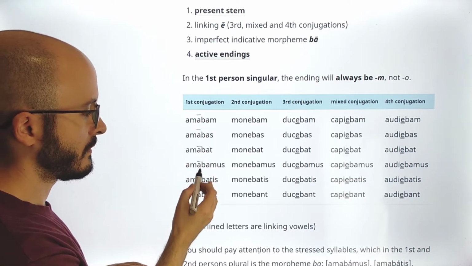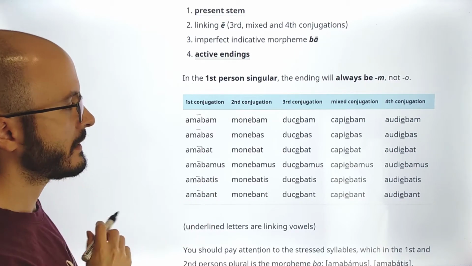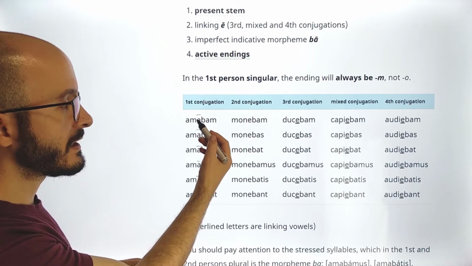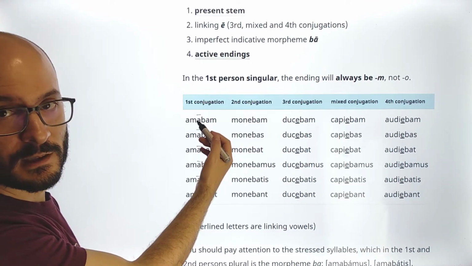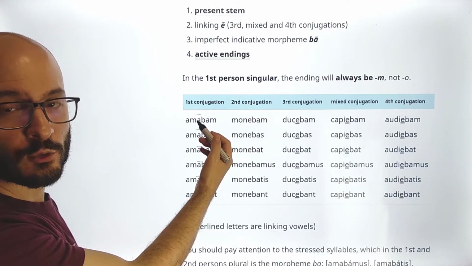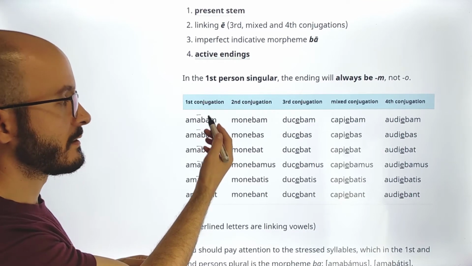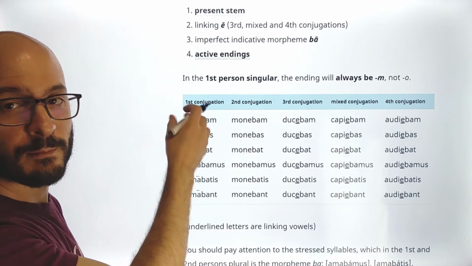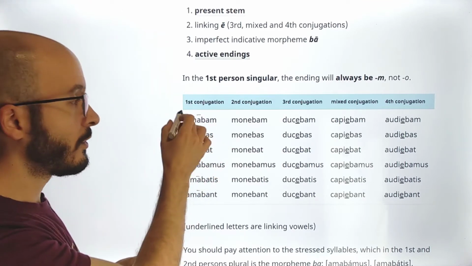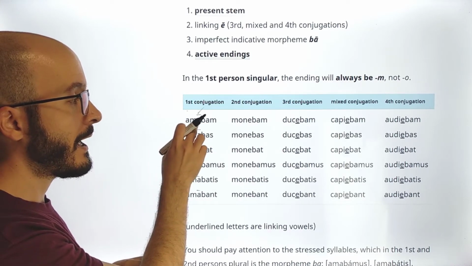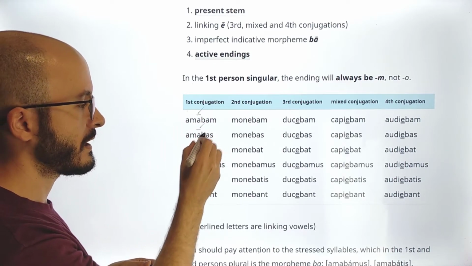So, like this, okay? In this form, this syllable is the penultimate syllable, so it is the one we have to take into account to check if it is stressed. We said that if the penultimate syllable is long, then it is stressed. So it would be amabam. Here the same. Here the same.